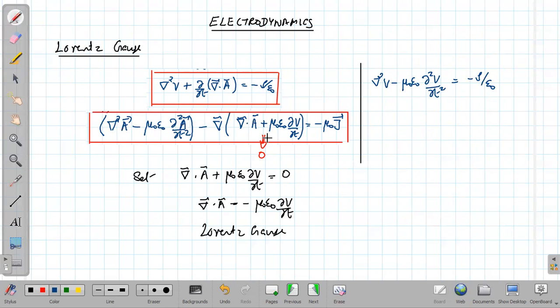And what about the second equation? The second equation takes the form del square A minus mu 0 epsilon 0 dou square A by dou T square equal to minus mu 0 J. Okay, so now if you look at the Maxwell's equations in Lorentz gauge, so this is in Lorentz gauge.